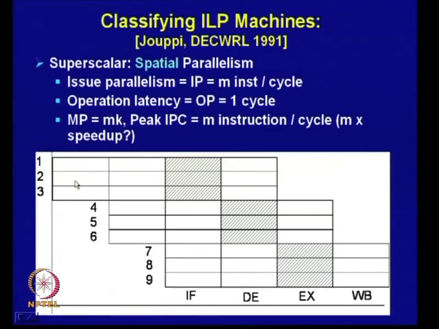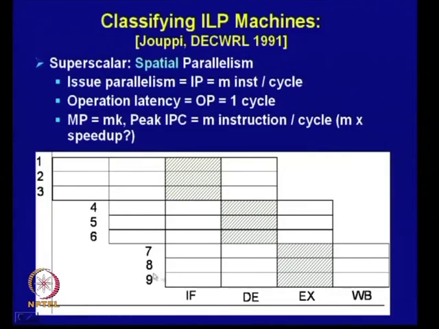M into k, as I have already told, is the total number of instructions in flight simultaneously, and the peak IPC, the peak number of instructions per cycle that you can achieve, is m instructions per cycle. So this is the ideal case, m instructions per cycle, but obviously the speed up factor will be less than 1, because there will be some stalls.